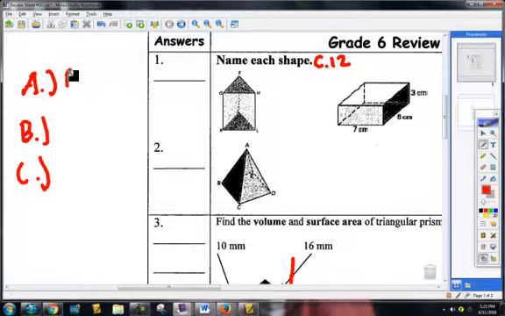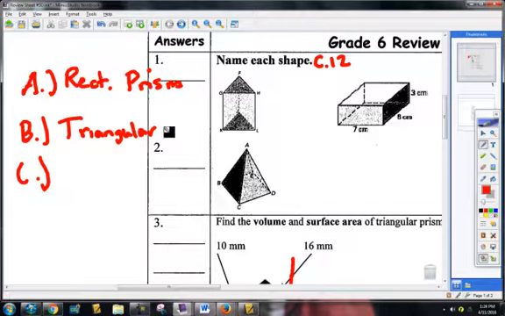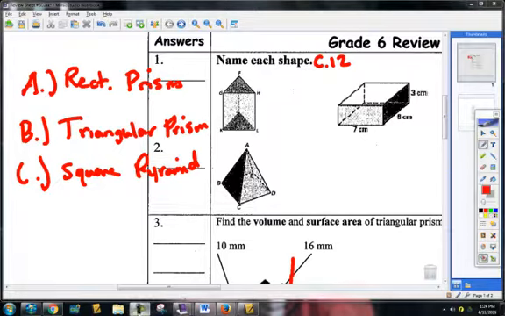So the first one of these is called a rectangular prism. One of the three objects is a rectangular prism. One of them is a triangular prism. And the third one up there is going to be a square pyramid. So you can go through and select from there.